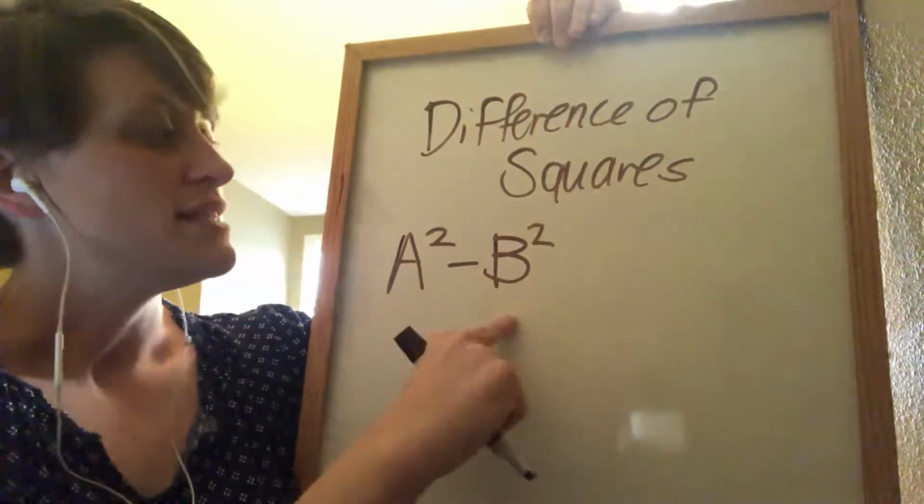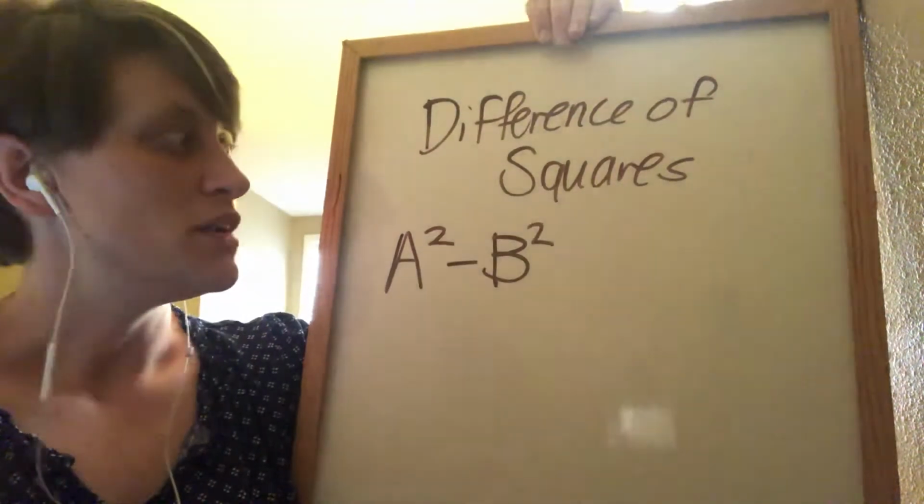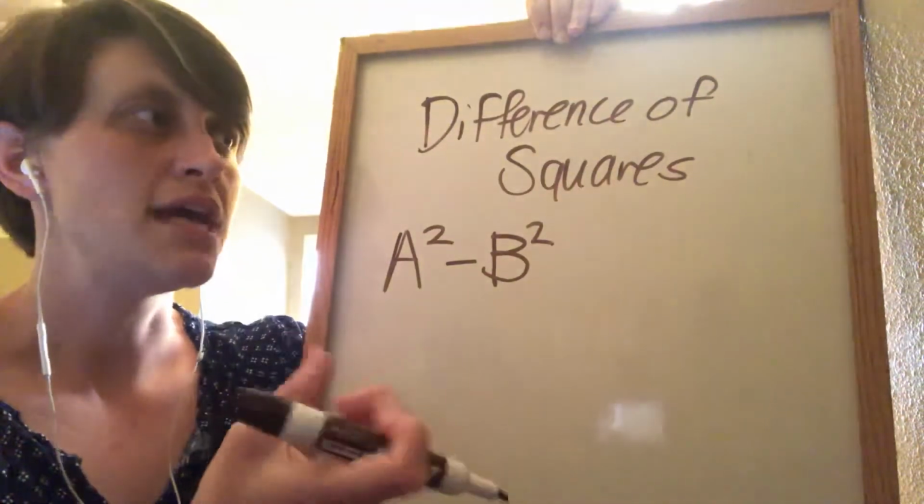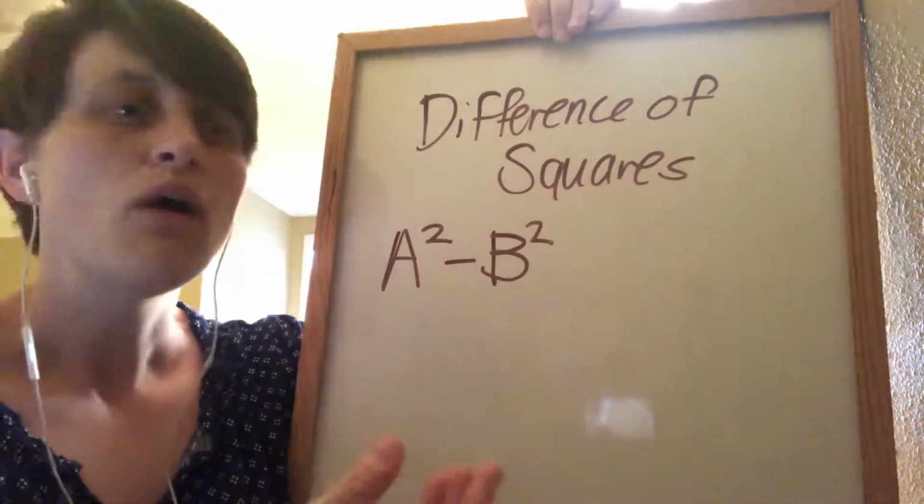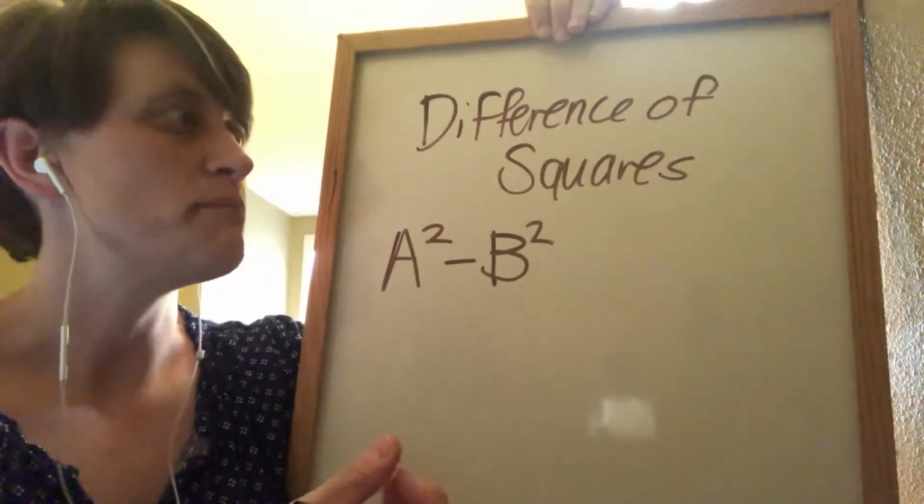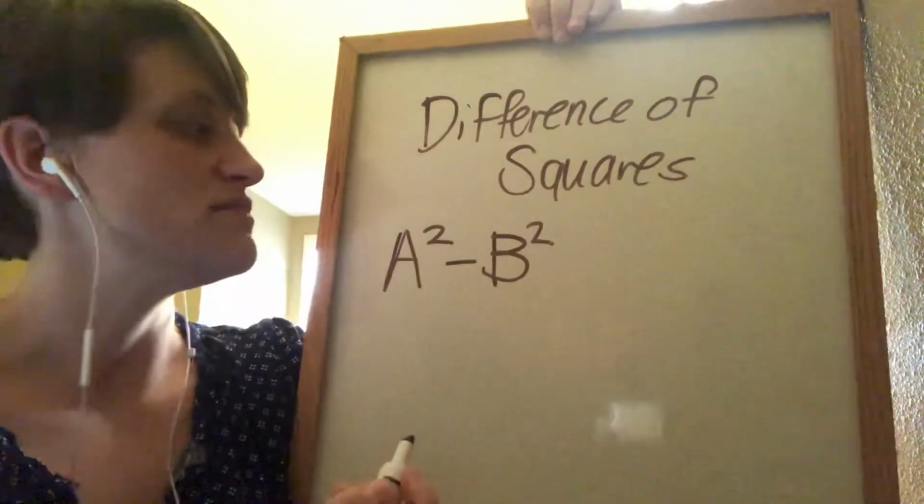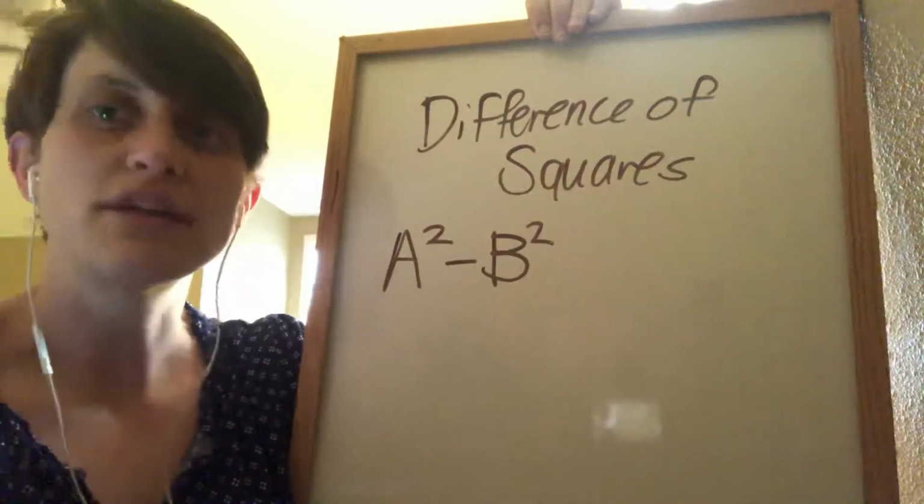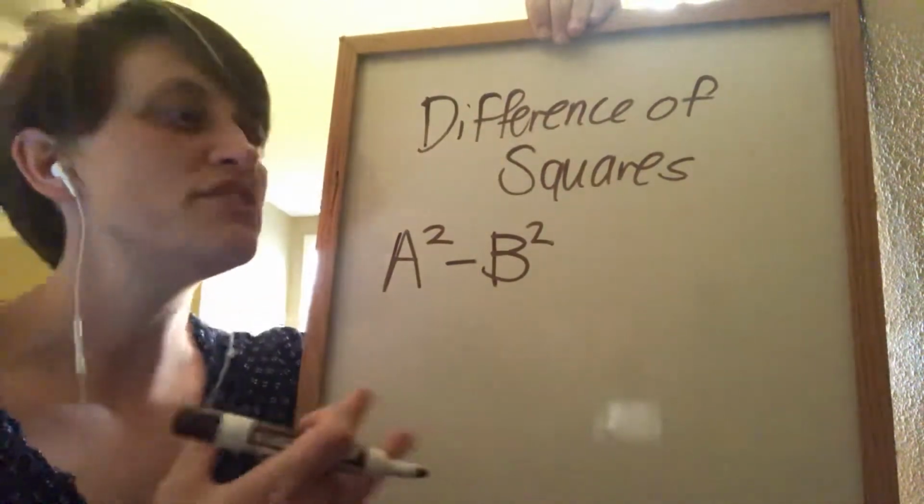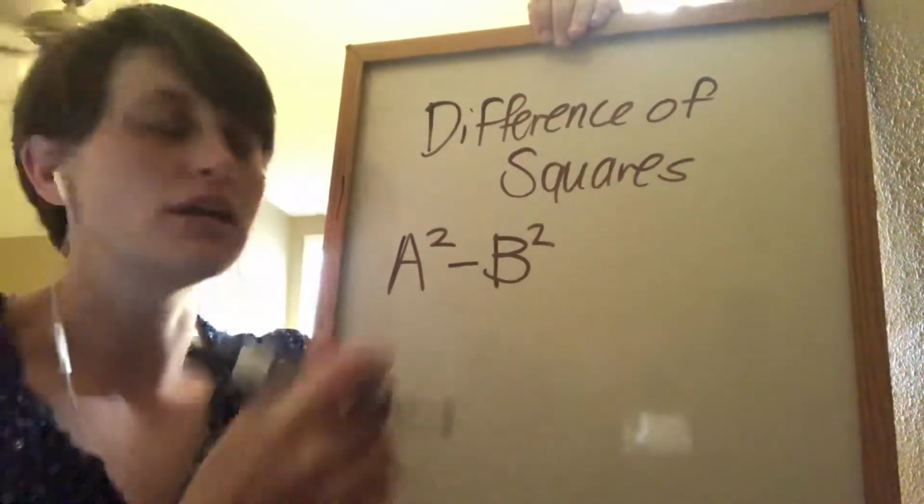Now you can treat this like a normal factorization if you want to. You can take it apart either by trial and error, or you can take it apart using the AC method that we looked at in previous videos. But we have a special factorization rule for this one that allows you to factor very quickly and you don't have to do a lot of work.